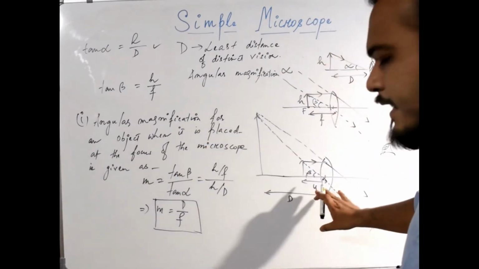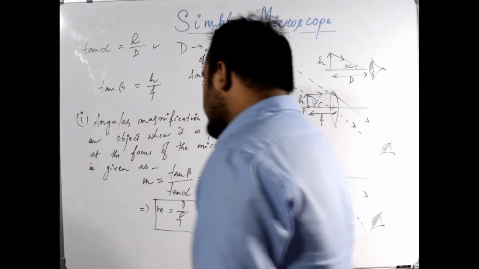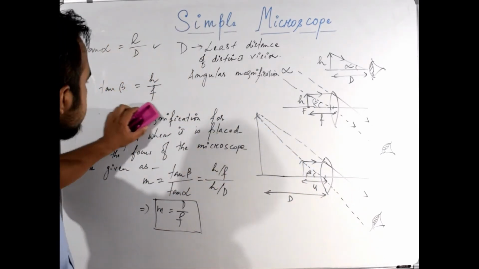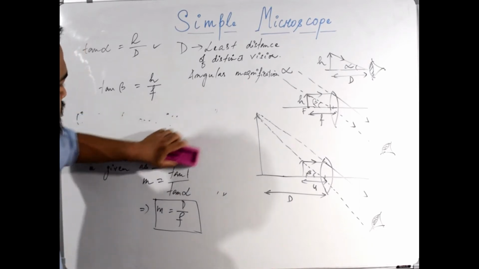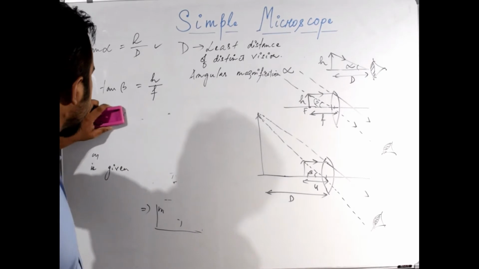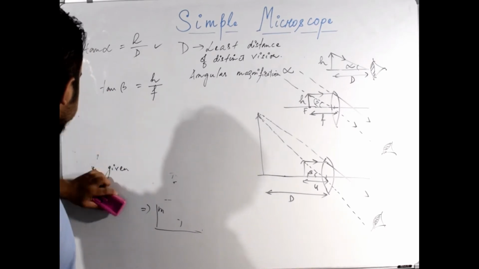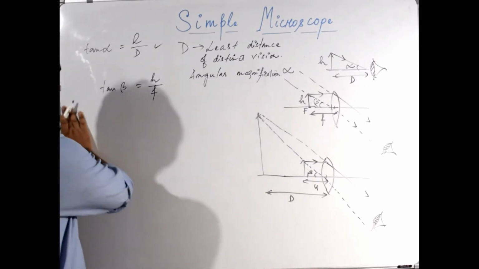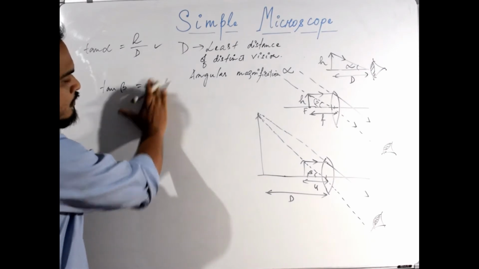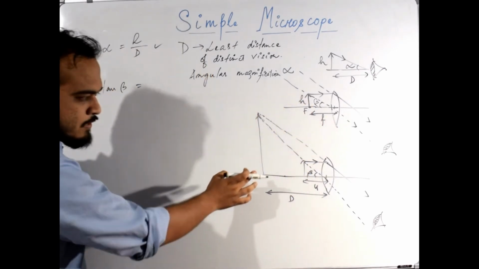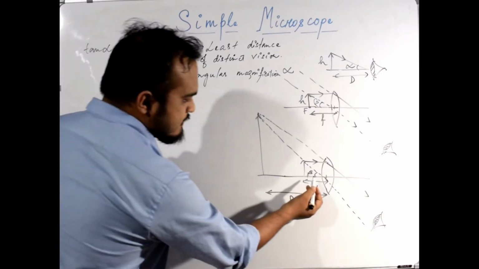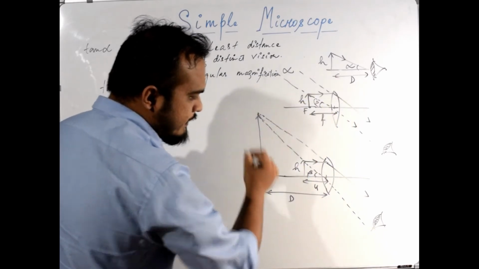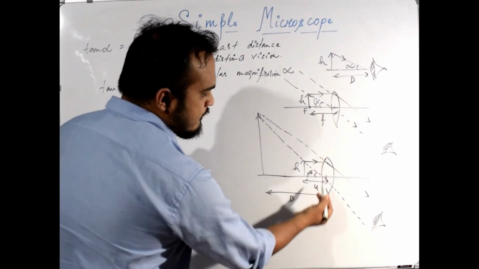So let us discuss the second case. Let us discuss this diagram. So this time we are using this diagram, not the other one. Here beta is this, and this is the same object of height h. This time we are placing the object nearer to the lens.